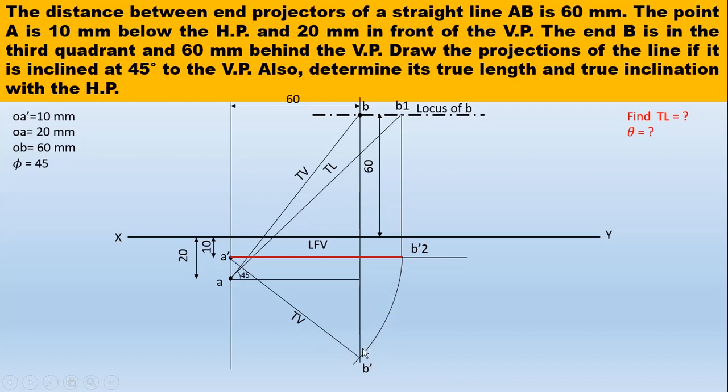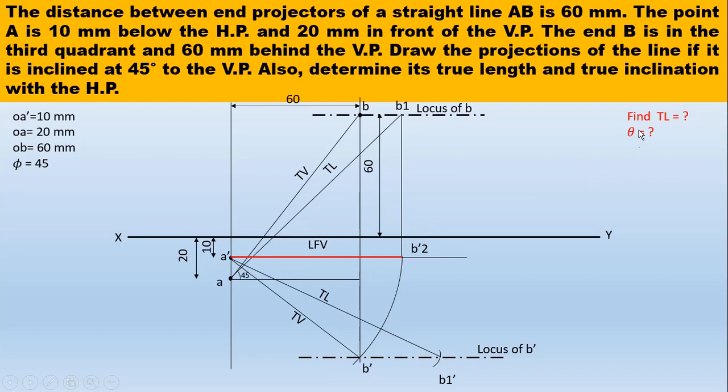An intersection point of these two will give you locus of B dash. Now you have true length, you have locus of B dash, then take AB1 as a radius and A dash as a center, make an arc on locus of B dash. Let's say that will cut at point B1 dash. So this is nothing but true length in front view.